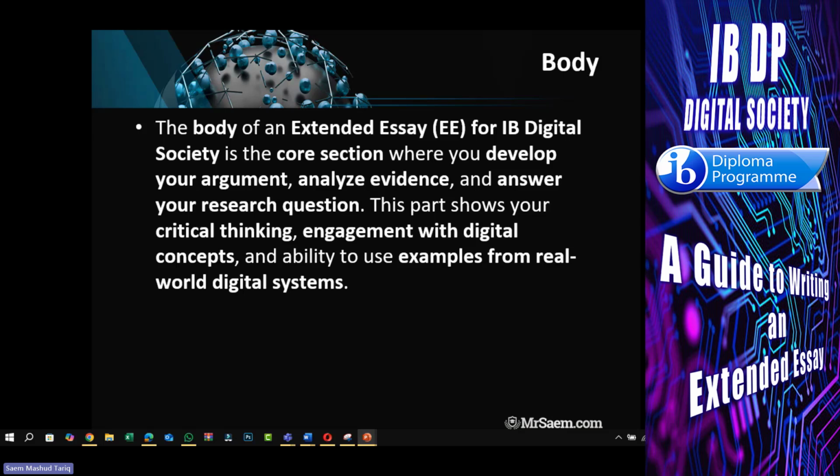Again, very important point. Since you're working for digital society, it's a subject that deals with technologies. The way you present your work has to be different from the way a student in maths does it. Keep this in mind. Your presentation skills and technological skills should be more. They will be appreciated. Keep this in mind.